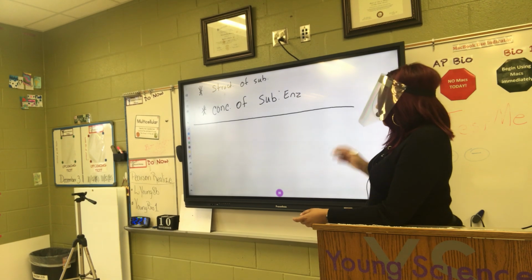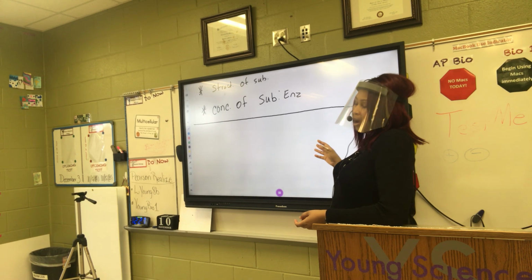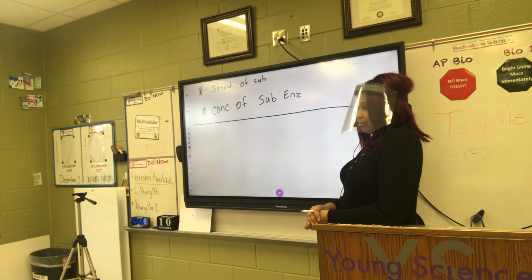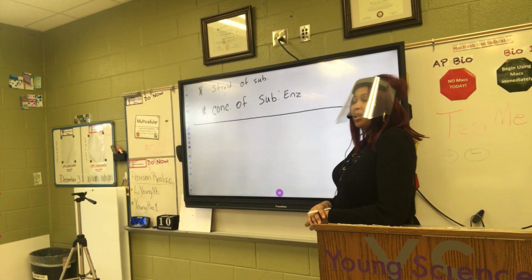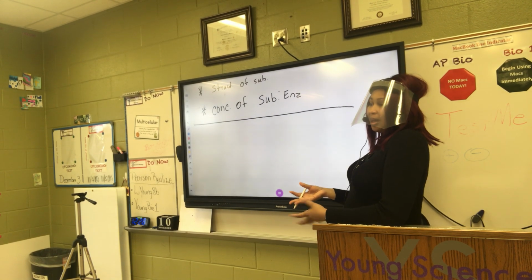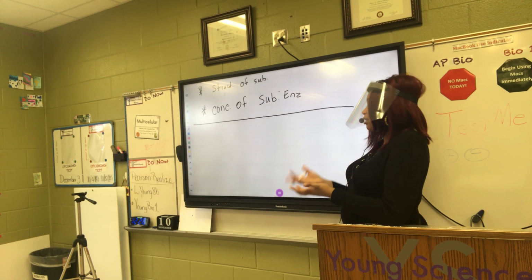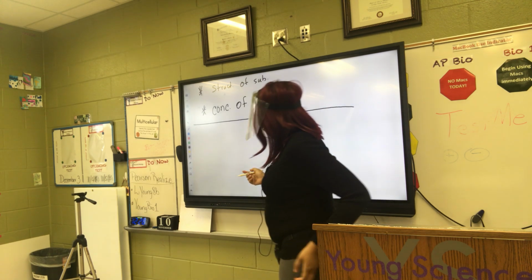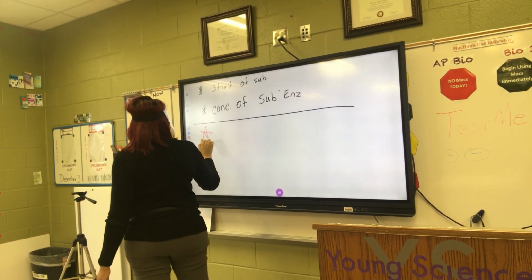Y'all should be good. But how can I speed up this reaction? What would I need to do? Add more substrate, right? But what happens if I put too much substrate and all the enzymes are bound with it? That's not good either, right? So there is a concentration of enzyme and substrate that the enzymes prefer. Now, these other factors will cause a complete breakdown, all right?